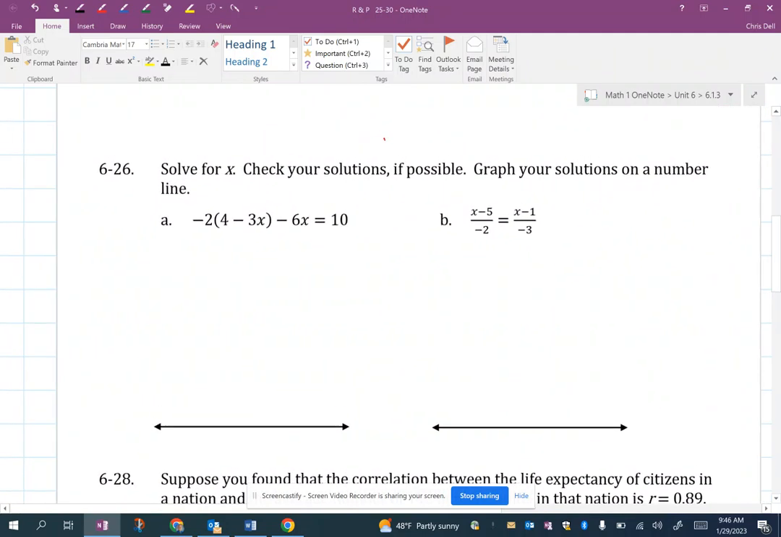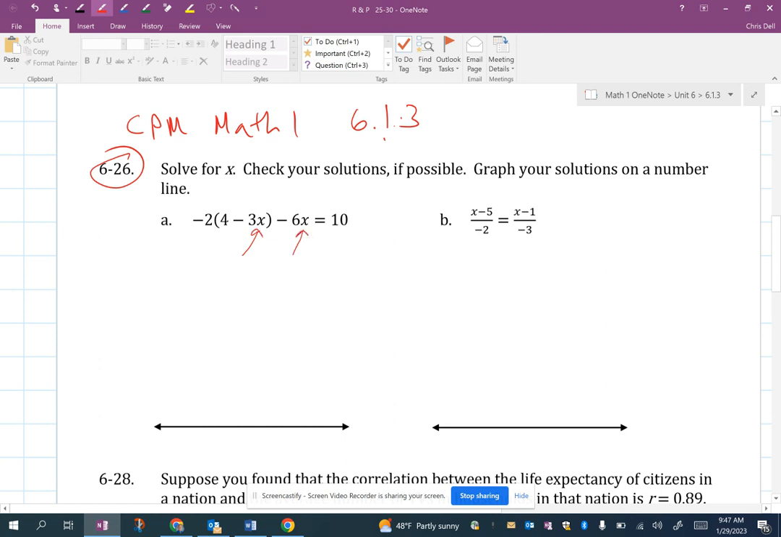Hey, we are looking at solving equations, trying to find the value of the variable within an algebraic equation. So this is coming from CPM's curriculum math, Integrated Math 1, section 6.1.3, number 6-26. It says solve for x, check your solutions if possible, graph your solutions on a number line.